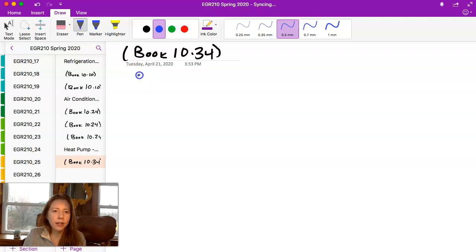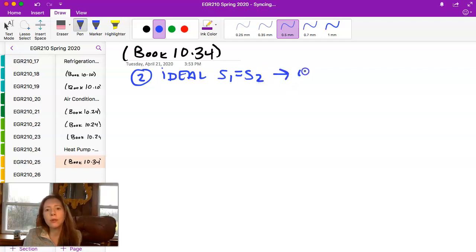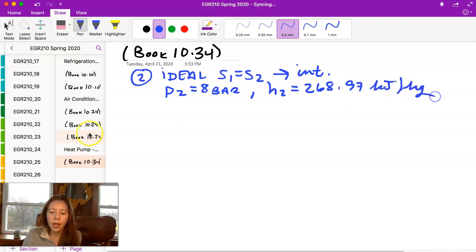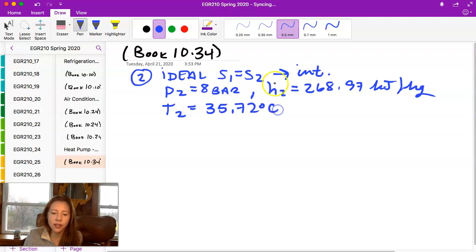Okay, so next, let's do state 2. And so we're dealing with an ideal cycle. So we know that S1 is equal to S2. And so then we have to go to our tables and we interpolate, and knowing that P2 is 8 bar, we can find that H2 is 268.97 kilojoules per kilogram. And we can go ahead and find that T2 is 35.72 degrees Celsius. So that's that one.